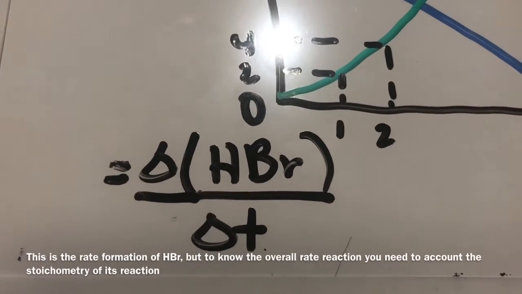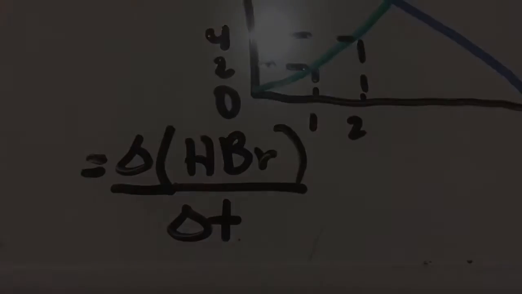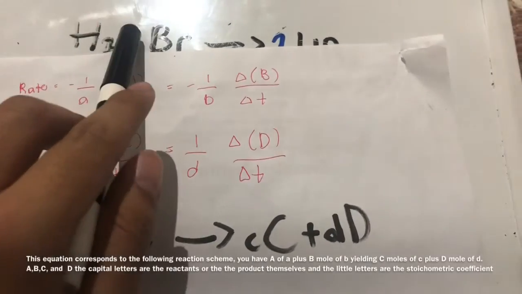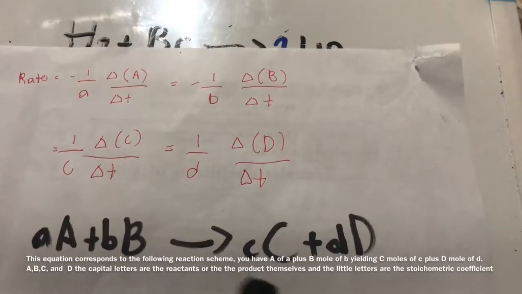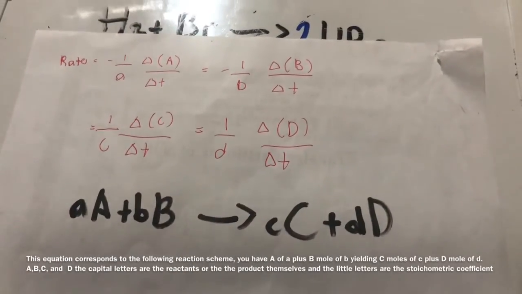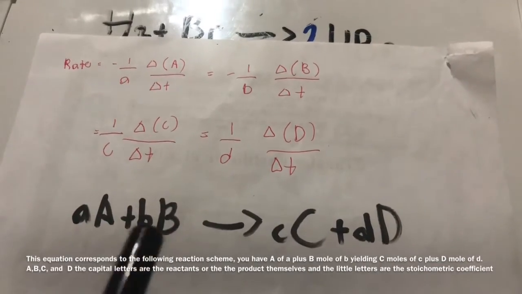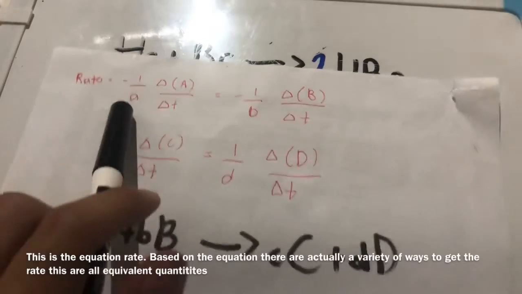But to know the overall rate of reaction, you need to account for the stoichiometry of the reaction. This equation corresponds to the following reaction scheme: a A plus b B yields c C plus d D. A, B, C, D, the capital letters, are the reactants or products themselves, and the little letters are the stoichiometric coefficients. So this is the rate equation.